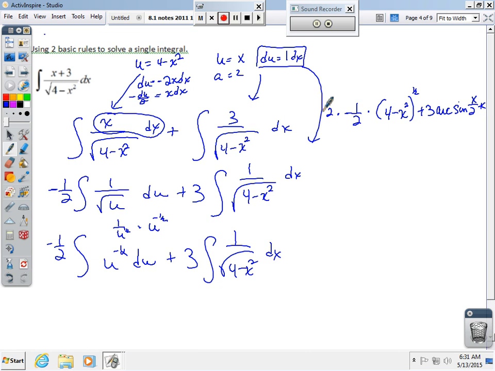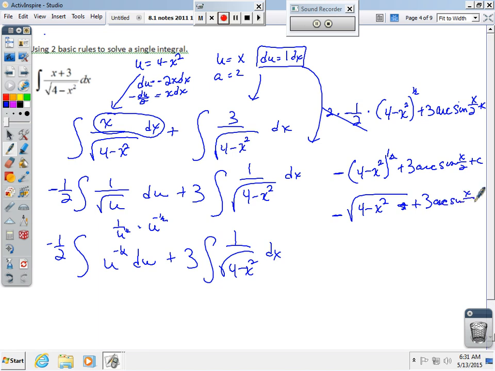Alright, so now I can simplify this. I should get a negative quantity 4 minus x squared to the positive 1/2 plus 3 arc sine of x over 2 plus c, and I guess I could do negative square root of 4 minus x squared, plus, whoops, the plus should be on the outside, plus 3 arc sine of x over 2 plus c.